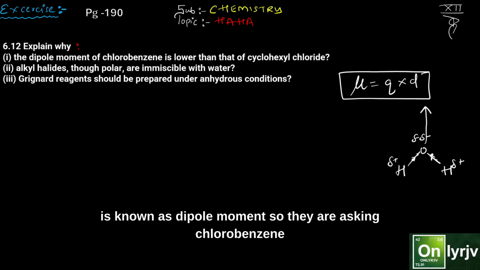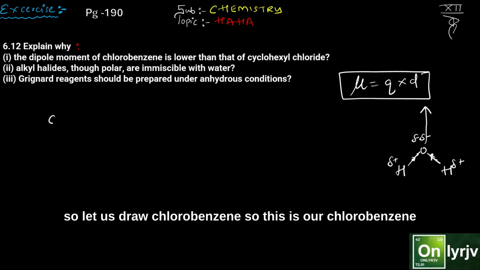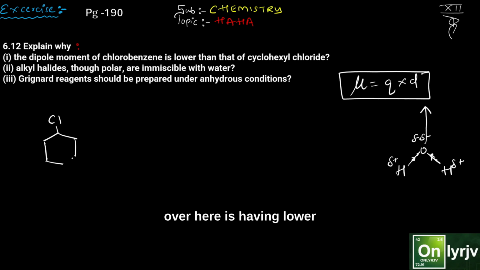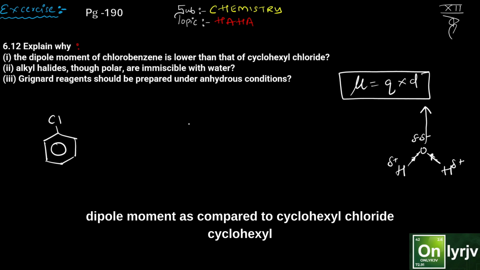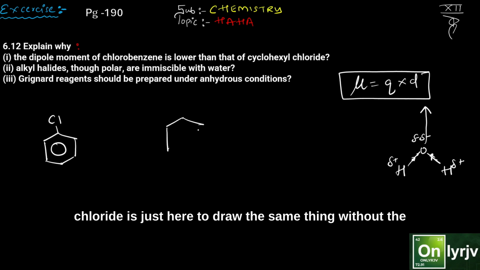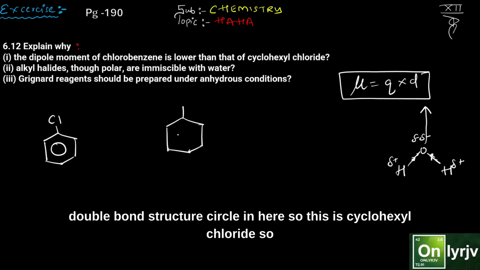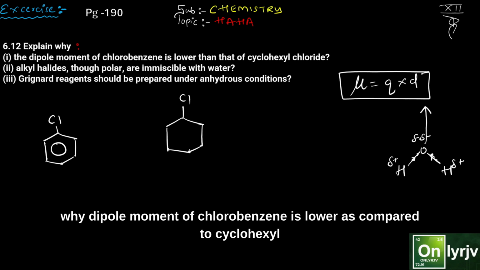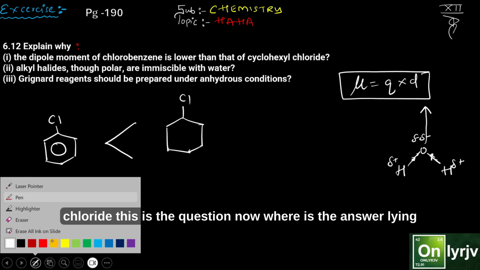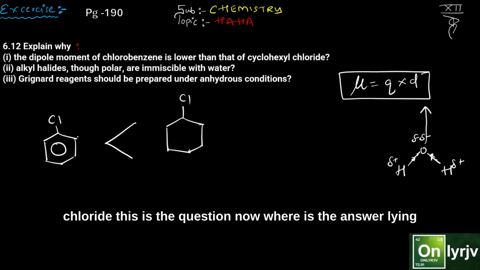So they are asking about chlorobenzene. Let us draw chlorobenzene. This is our chlorobenzene, which has lower dipole moment as compared to cyclohexyl chloride. Cyclohexyl chloride is the same thing without the double bond structure, the circle. So this is cyclohexyl chloride. So why is the dipole moment of chlorobenzene lower as compared to cyclohexyl chloride? This is the question. Now where is the answer lying?